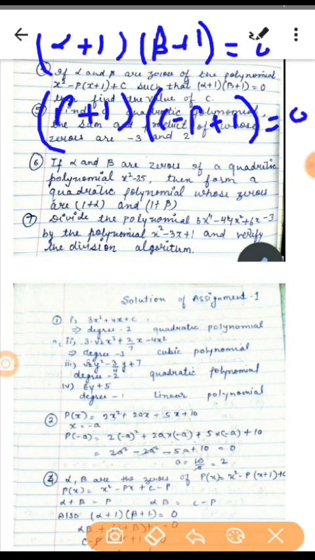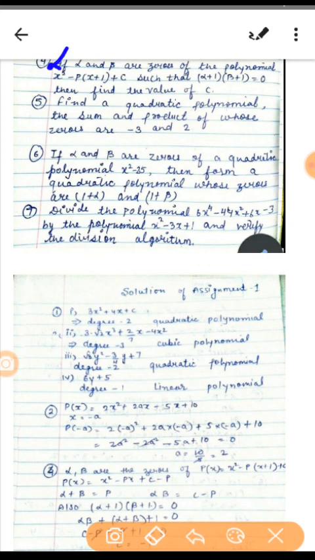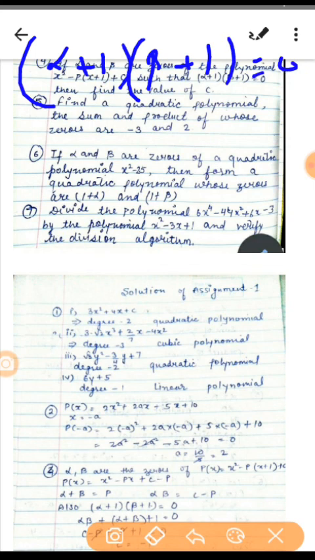Then we need to find the value of c, and so again I'm writing here alpha plus 1 into beta plus 1 equals to 0. Which I can write as alpha into beta plus alpha plus beta plus 1 equals to 0.